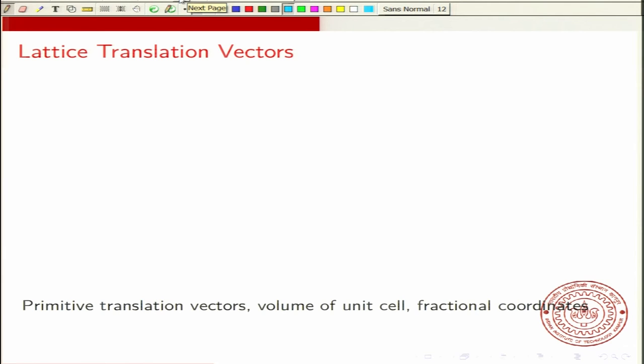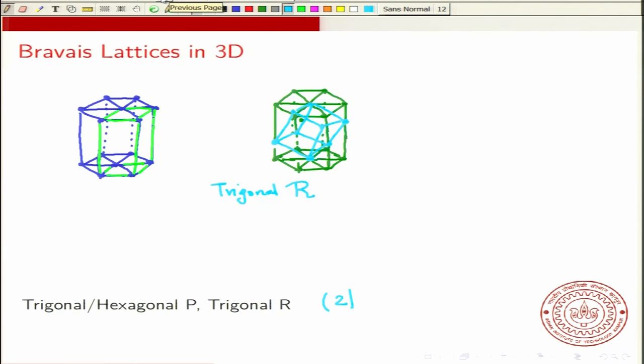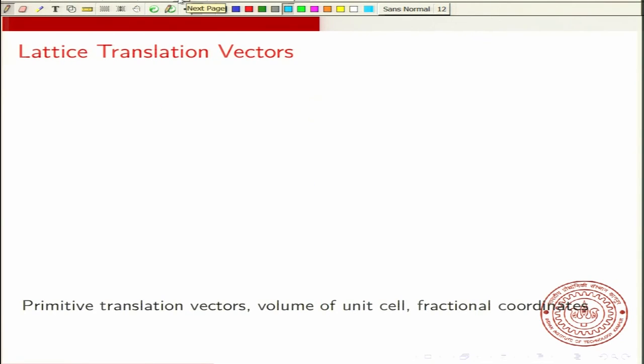Now let's talk a little bit about lattice translation vectors. These refer to the translation vectors of the unit cell. So for example, what we have been talking about, a, b, c. So these are the translation vectors of this lattice, and by combinations of these translation vectors, we can generate all the points. So again, just to emphasize, we had a Bravais lattice point written as n1a plus n2b plus n3c.